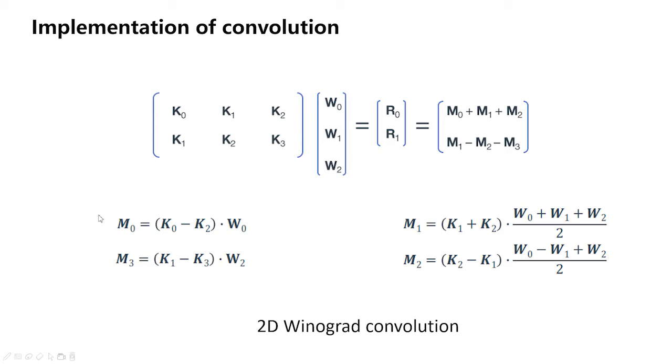The final result becomes 4 submatrix multiplications, and each one, as we can see in the 1D convolution, needs 4 multiplications. So it needs a total of 16 multiplications, which greatly reduces the number of multiplications.